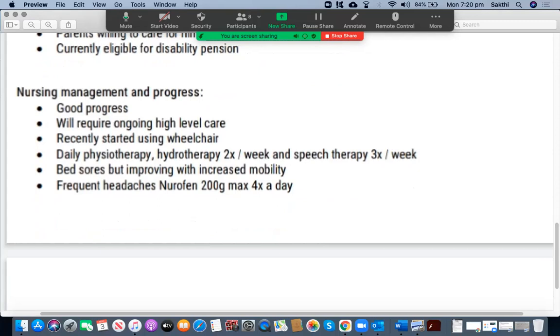Nursing management, that's fine. Good progress. We look at ongoing high level care. That's all right. Recently started using a wheelchair. That's okay. So look at this. They didn't use a wheelchair. So you need to identify this. As I told you. Yes, sir.